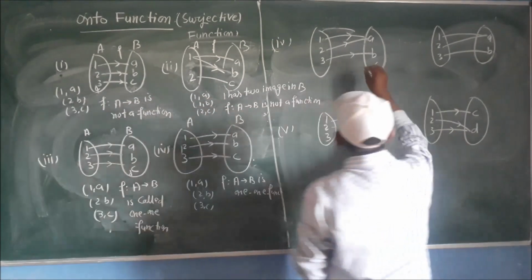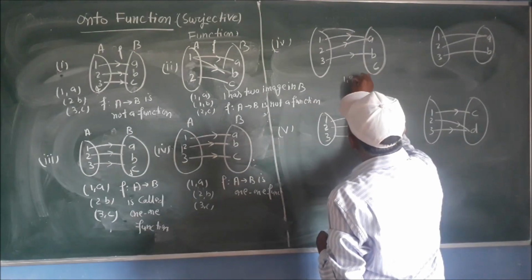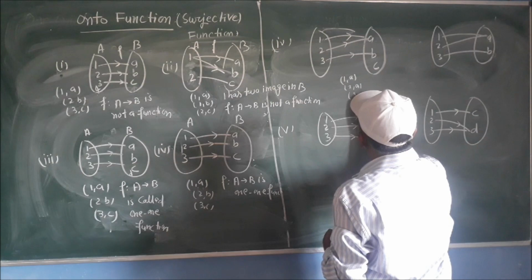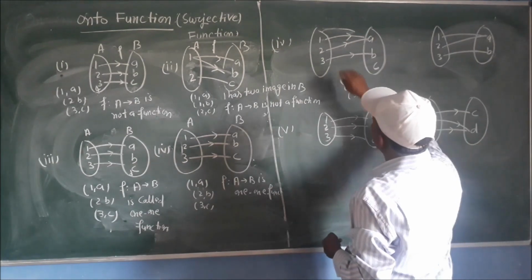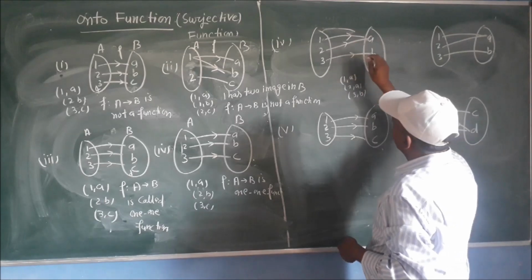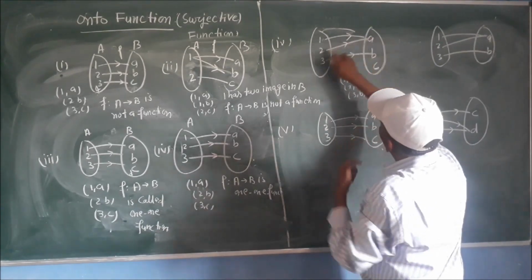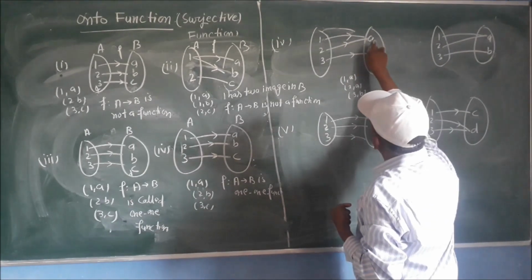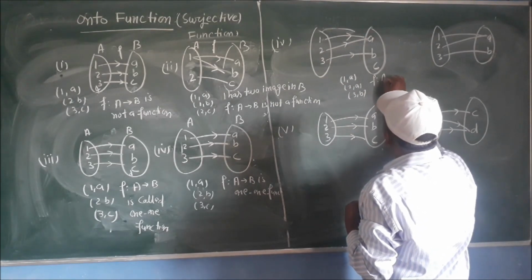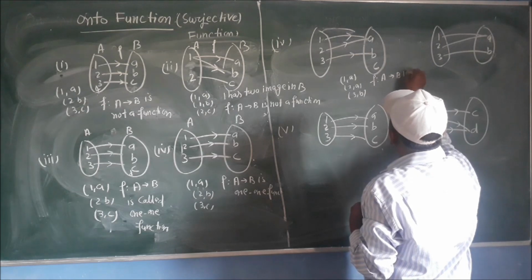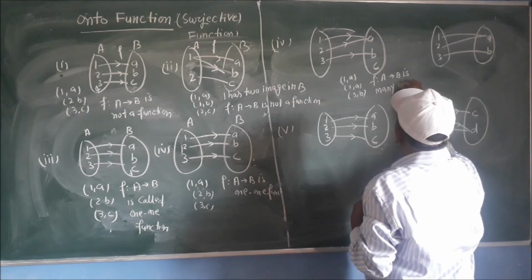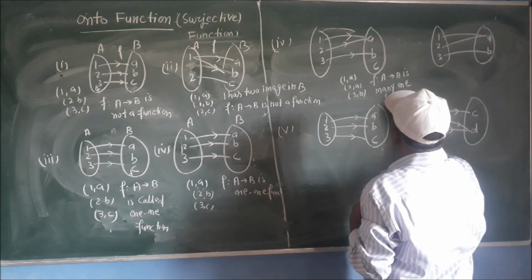After that, watch here. Here 1 has element A, 2 is related to A again, and 3 is related to B. So each element of A has an image in B, so this is a function. But watch here, 1 has image A and 2 also has image A. So this is an example where f from A to B is called a many-one function. This is an example of a many-one function.